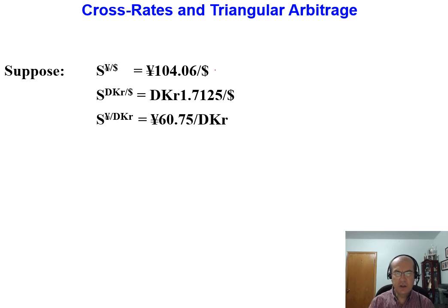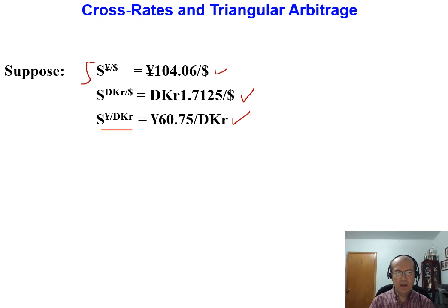According to the first exchange rate, it takes 104 Japanese yen to buy $1. According to the second exchange rate, it takes 1.7125 Danish krone to buy $1. And according to the third exchange rate, it takes 60.75 Japanese yen to buy 1 Danish krone. The exchange rate between Japanese yen and Danish krone is given to us explicitly.